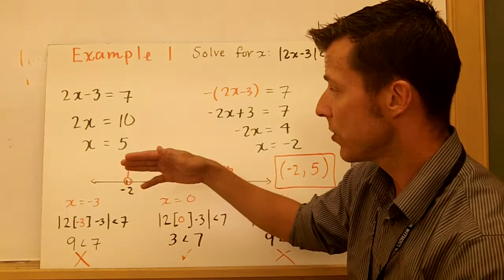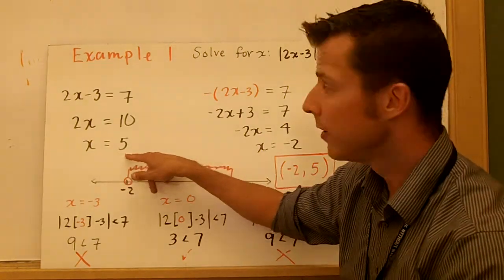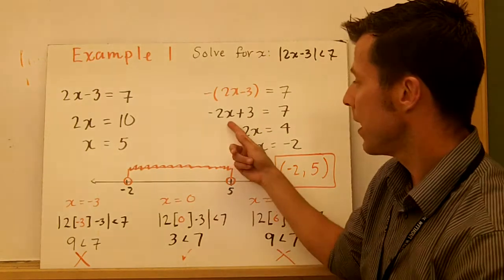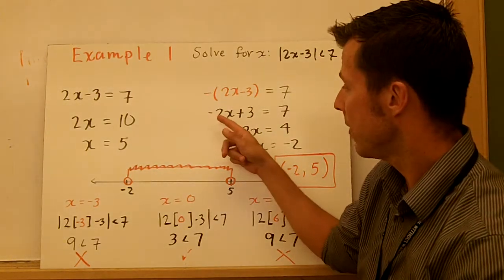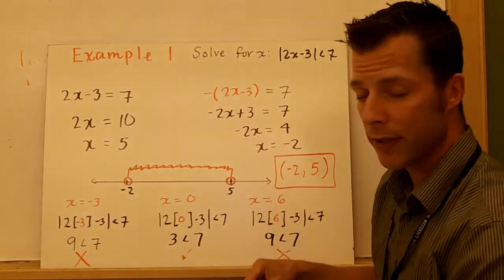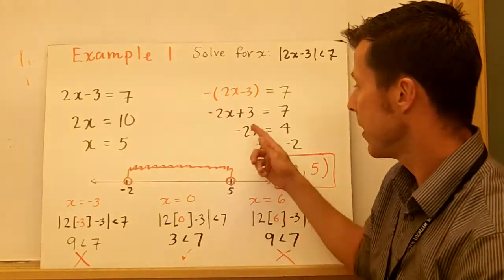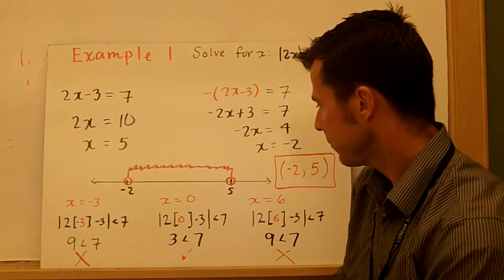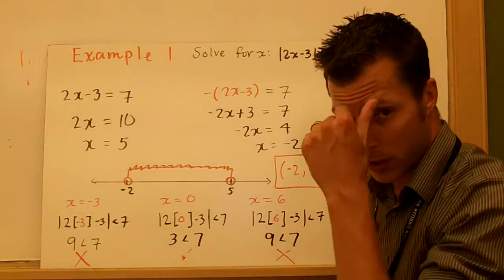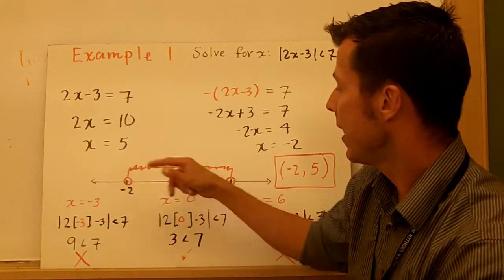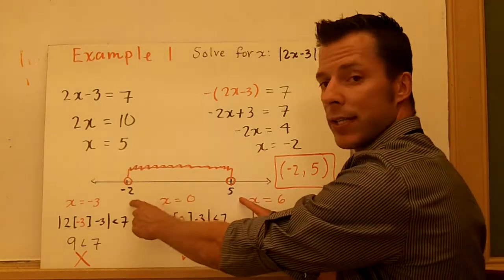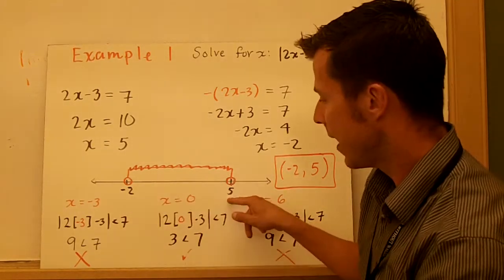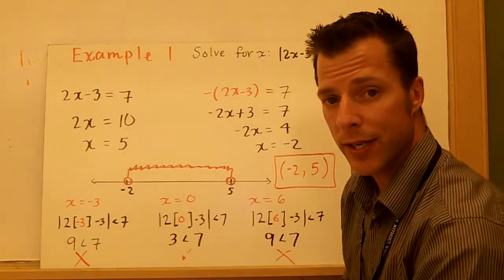So I solve 2x minus 3 equals 7, and I get x equals 5 by adding 3 to both sides and dividing by 2. Here I distribute the negative sign, so I have negative 2x plus 3 equals 7, and I solve that equation for x by subtracting 3 from both sides and dividing by negative 2. Okay, so here are my two solutions, 5 and negative 2. Be careful on the number line. Some people will just drop 5 down here and negative 2, but negative 2 is here and 5. So now we've got to go down to step 3 and check.